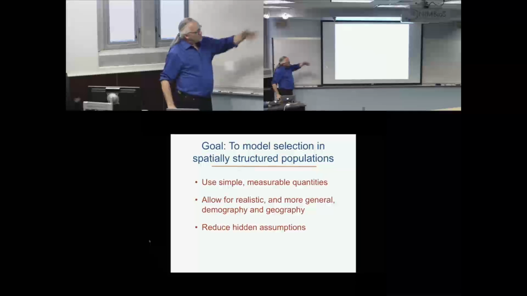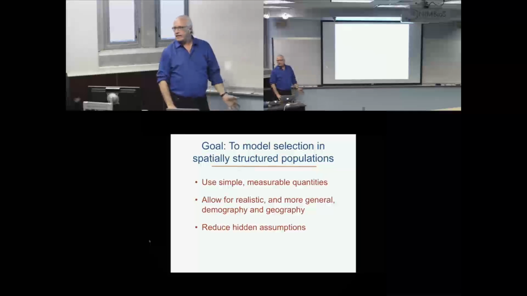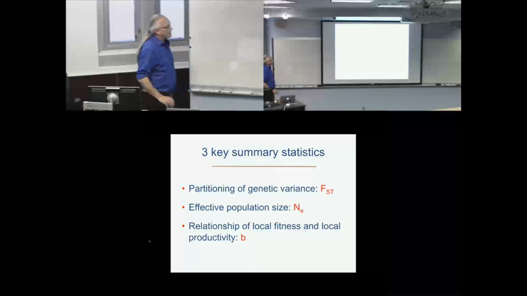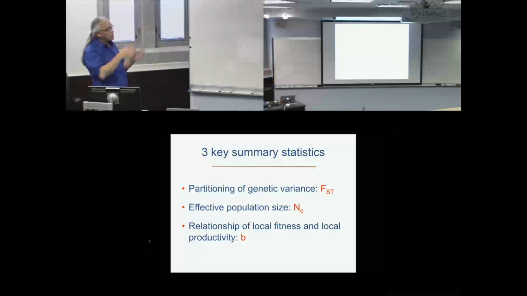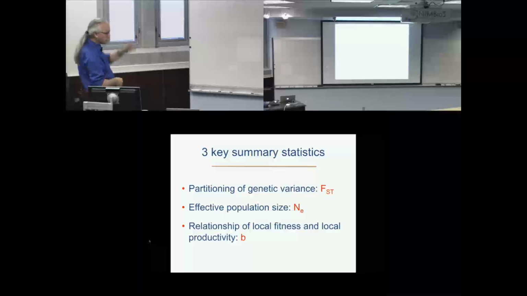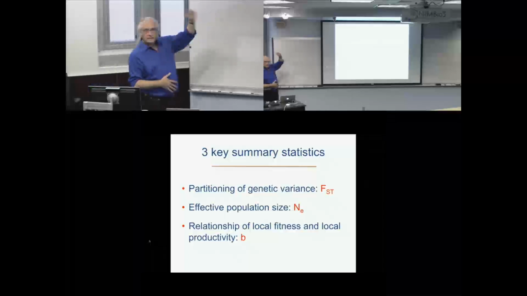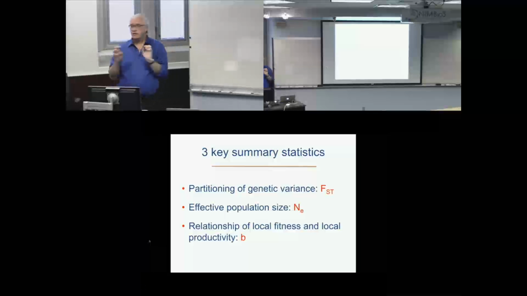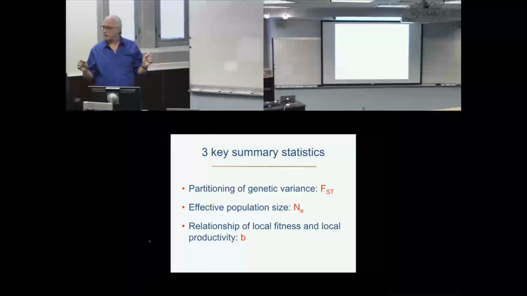kinds of analyses, and with that reduce some of the hidden assumptions, like the assumptions about what kind of population structure. And for this general realm, it turned out that with these three parameters, you can go a pretty long way in understanding some of the effects of space on selection. The first and the third are the ones that are most important to us today. One's the partitioning of genetic variants, so how differentiated are different local populations.